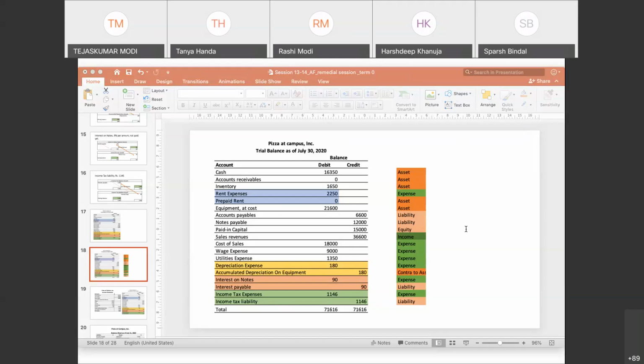All the assets would go to the balance sheet. All the liabilities would go to the balance sheet. We know that. Equities would go to the balance sheet. Right? Incomes and expenses will go to the income statement.